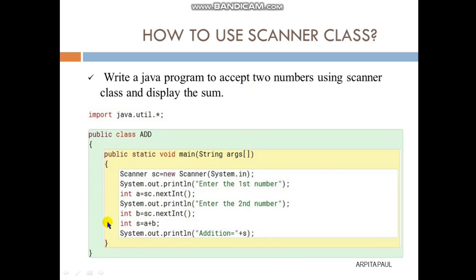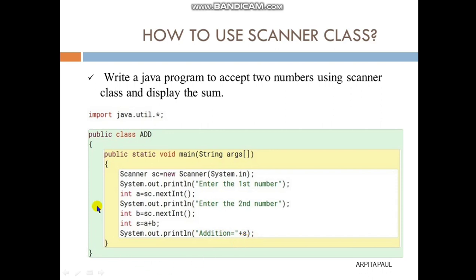Now we have to calculate the sum. For that we are taking another variable s. Okay, this is also integer type, but here we will not write any nextInt or any object of the scanner class. Why? Because s is the variable where we will store the addition. Okay, for that we have written int s = a + b; So we are adding two variables' values and we are storing it within s. After that we are printing the values, System.out.println within double quotation "Addition = " + s. So we are printing the value of s.